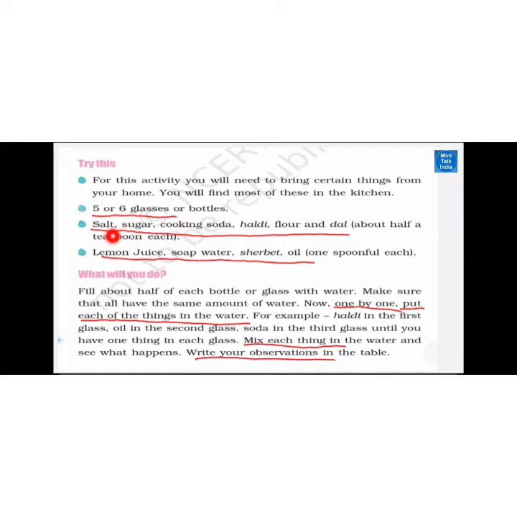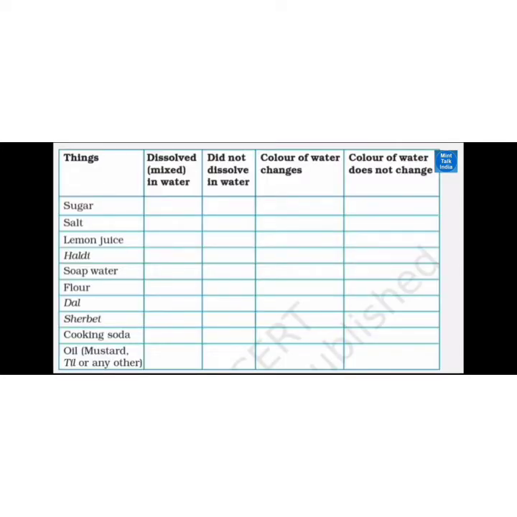Now children, take textbook page number 110. There is an activity given in your textbook. For this activity, you will need to bring certain things from your home. You will find most of these in the kitchen. 5 or 6 glasses or bottles, salt, sugar, cooking soda, haldi. Haldi means turmeric, flour and dal, about half a teaspoon each. Lemon juice, soap water, sharbat, oil, 1 spoonful each. You have to mix these things in water and find what happens. Whether the substance dissolves in water or not, whether the color changed or not, like that you have to note your observations. Children, after doing this activity, you have to note down your inferences in the column given on page number 111.